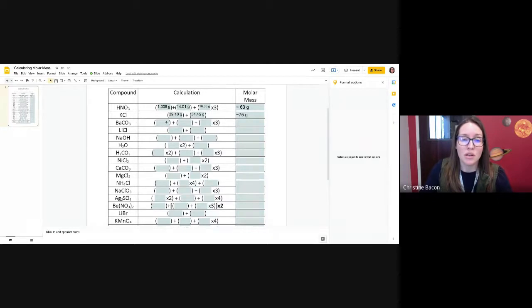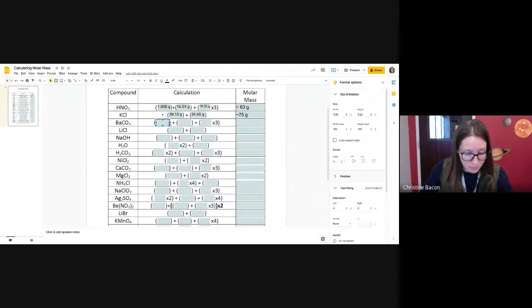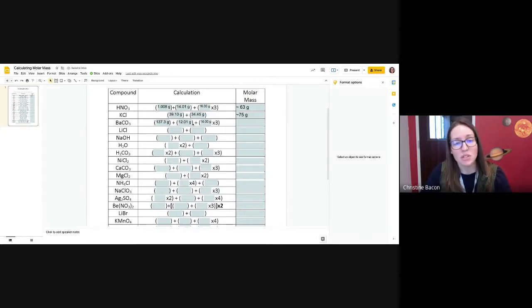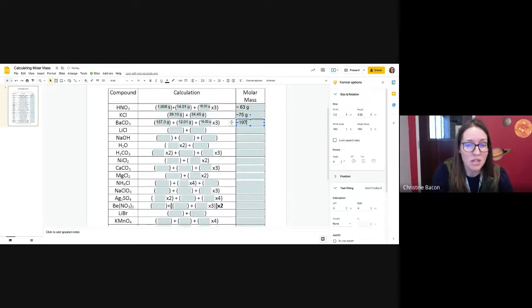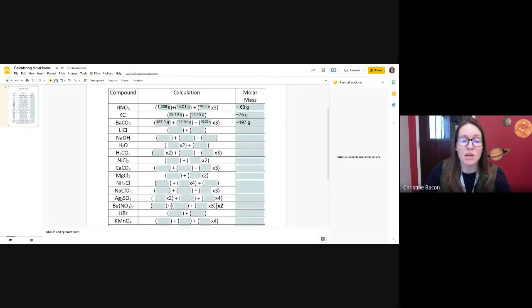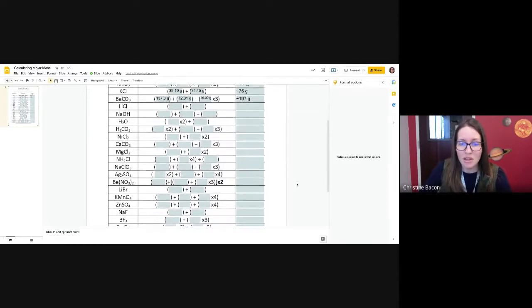So let's do this next one. Barium has a molar mass of 137.3 grams. So this is a much heavier atom. Carbon's molar mass is 12.01 grams. And oxygen's, again, is 16.00 grams. So we just do some math. 16 times 3 is 48, plus 12, roughly 60, plus 137. So we're looking around 197 grams. All right, so if I have 602 hexillion of these molecules, it's going to weigh roughly 197 grams. So you just do that for all of these.